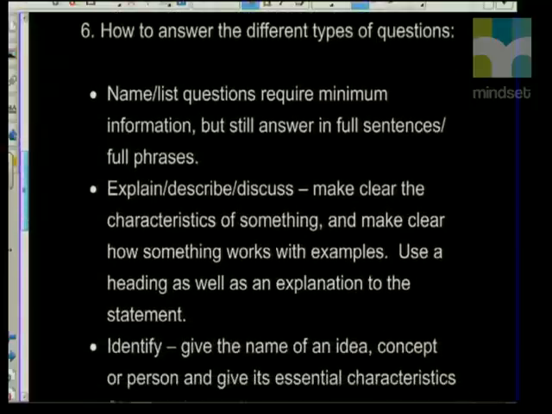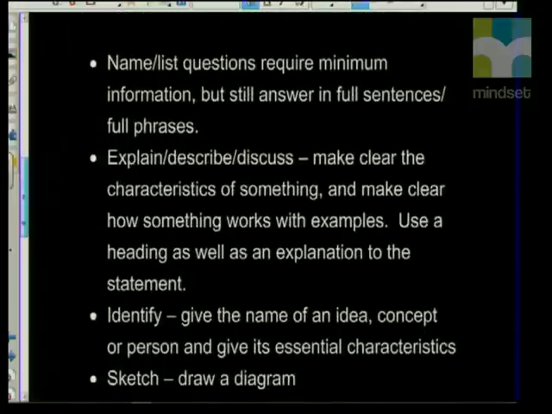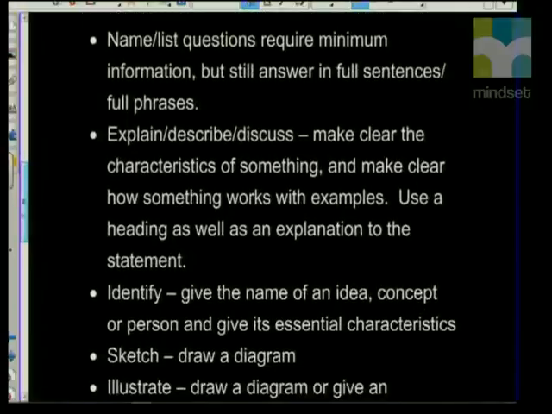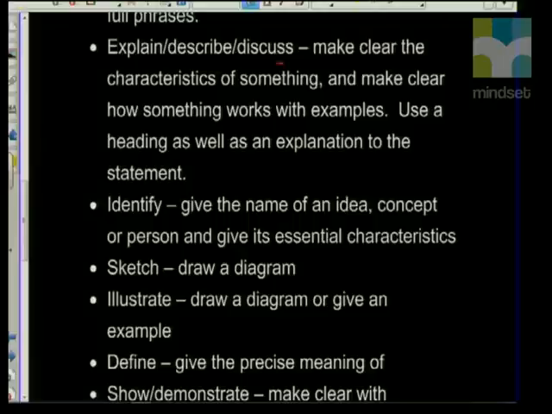It's important for you to refer back to the notes to see exactly what is expected from you when you have to answer some of these questions. In point 6, for instance, I've listed a few of the typical type of questions that you can expect. When you come across a question like explain, describe, or discuss, it is very important that you make clear the characteristics of something and that you make clear how something works and make use of examples. When you discuss a question, it's always advisable to write a heading, underline the heading, and then start with your explanation.